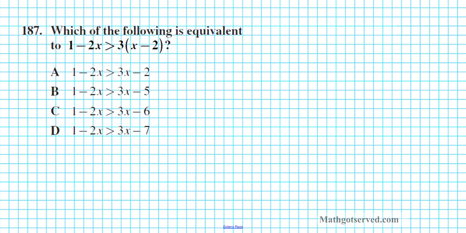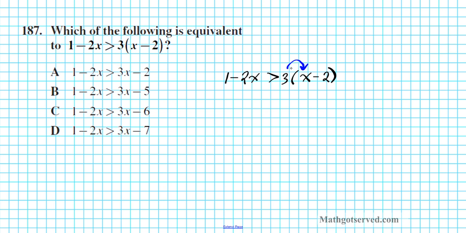All right, let's take a look at 187. It says, which of the following is equivalent to 1 minus 2x is greater than 3 times x minus 2? Okay, so let's see here. If you look at all the options that we have, nothing has been done to the left side, or something has been done to the right side. And what is that? The parentheses has been resolved. How do we get rid of the parentheses on the right side? By applying the distributive property.